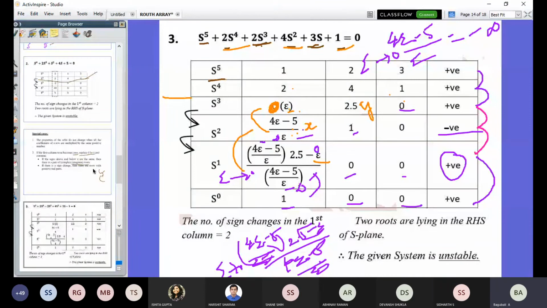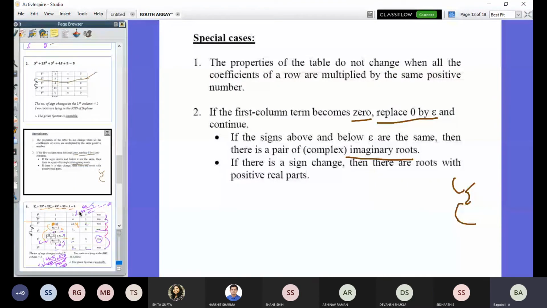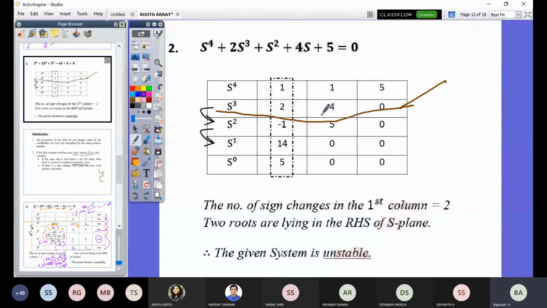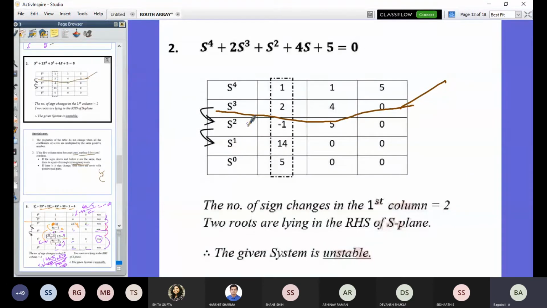Okay. Next, one more special case. Second special case. Suppose the same case. Here you can consider that the entire row, suppose you are taking this row, it becomes 0. All this row becomes 0. The procedure is very simple as well as the same. If the entire row becomes 0, what you can do is, for the row which becomes 0, the previous row you can take as the auxiliary equation.